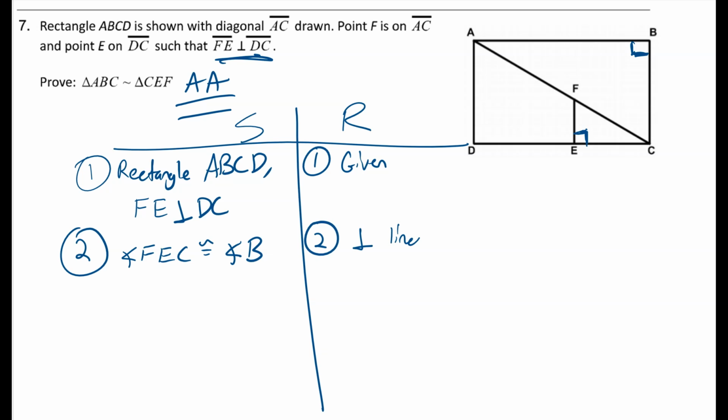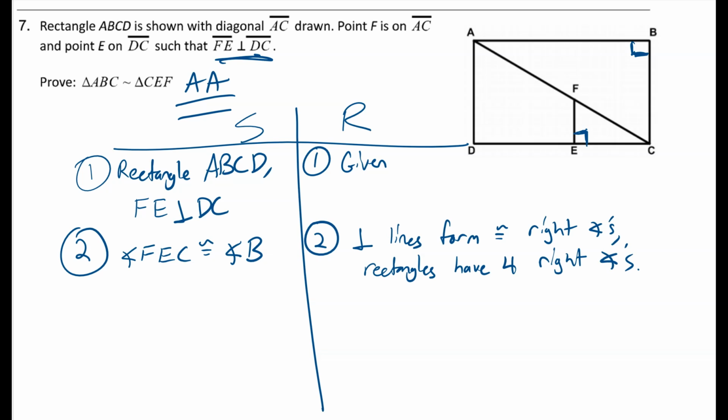It's that perpendicular lines form congruent right angles, and rectangles have 4 right angles. So in terms of my angle-angle argument, I'm already halfway there. Now, I need to think of what's another property of a rectangle that might help me get another angle. And it's always a good idea to look for parallel lines. And I notice that AB and DC should be parallel because that's a property of rectangles. And if I can make that argument, I could try an alternate interior angles argument at A and C.